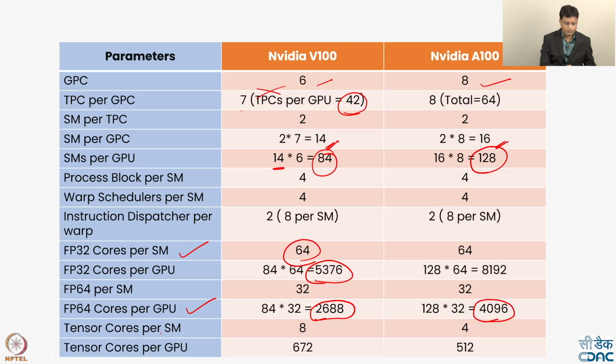Now look at the tensor cores per SM. The V100 card has 8 tensor cores per SM and the A100 card has 4 tensor cores per SM. So the total count will be 672 for the V100 and 512 tensor cores for the NVIDIA A100.